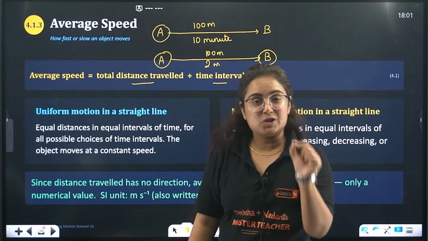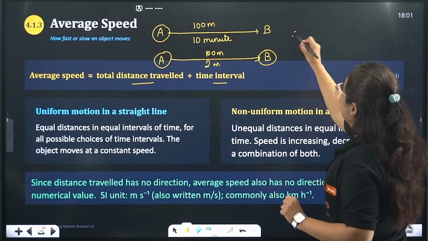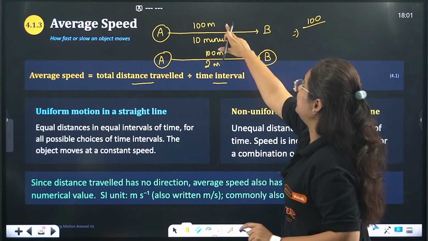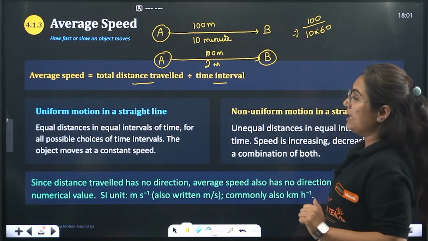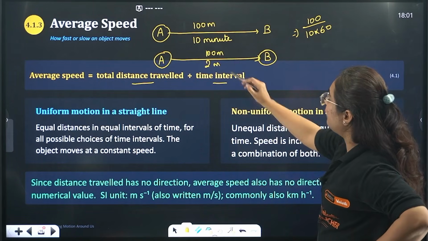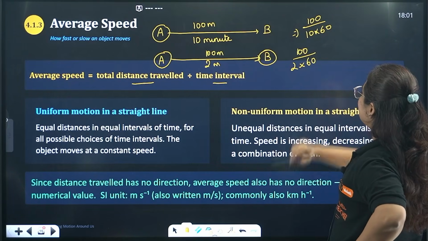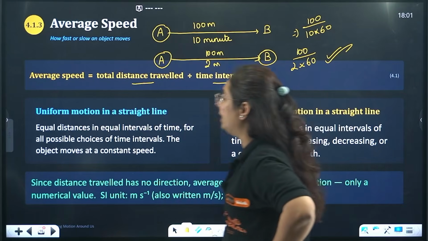To find the actual speed, what is the definition? It is basically total distance traveled upon time. This is in meters and hence we will calculate time in seconds. Getting my point? You covered it in 2 minutes, so 100 meters upon 2 into 60. Obviously, this is the fastest you covered the distance.